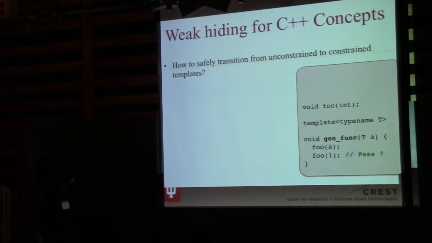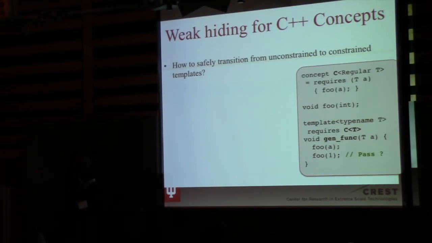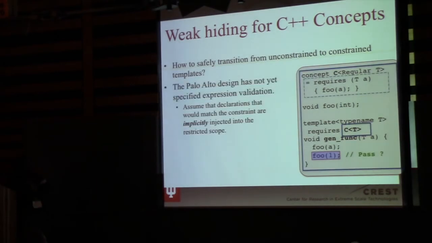So the biggest question is, if I have a template like that one, and right now it is considered valid, once I add concepts, is it still going to be considered valid? If not, is that what we want? It turns out that because the requires clause introduces a new lexical scope, which injects a function foo in that scope, a function call like this one, which has been successfully type checked so far, will be rejected now. And like I said, expression violation is still not specified, so we're assuming that there is an implicit declaration that is injected there.